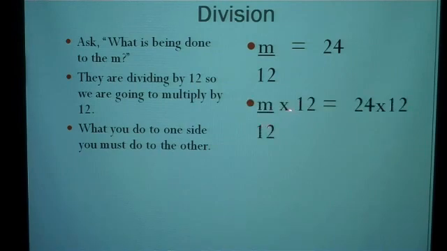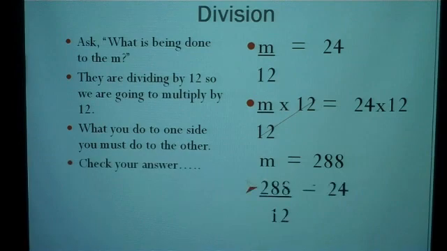Notice all we did was multiply both sides by 12. This side cancels out, leaving the m. This side, when multiplied, will give us the answer. M equals 288. Now we're going to use substitution to check our answer. We swapped out the 288 for the m. 288 divided by 12 equals 24. And yes, we are correct.